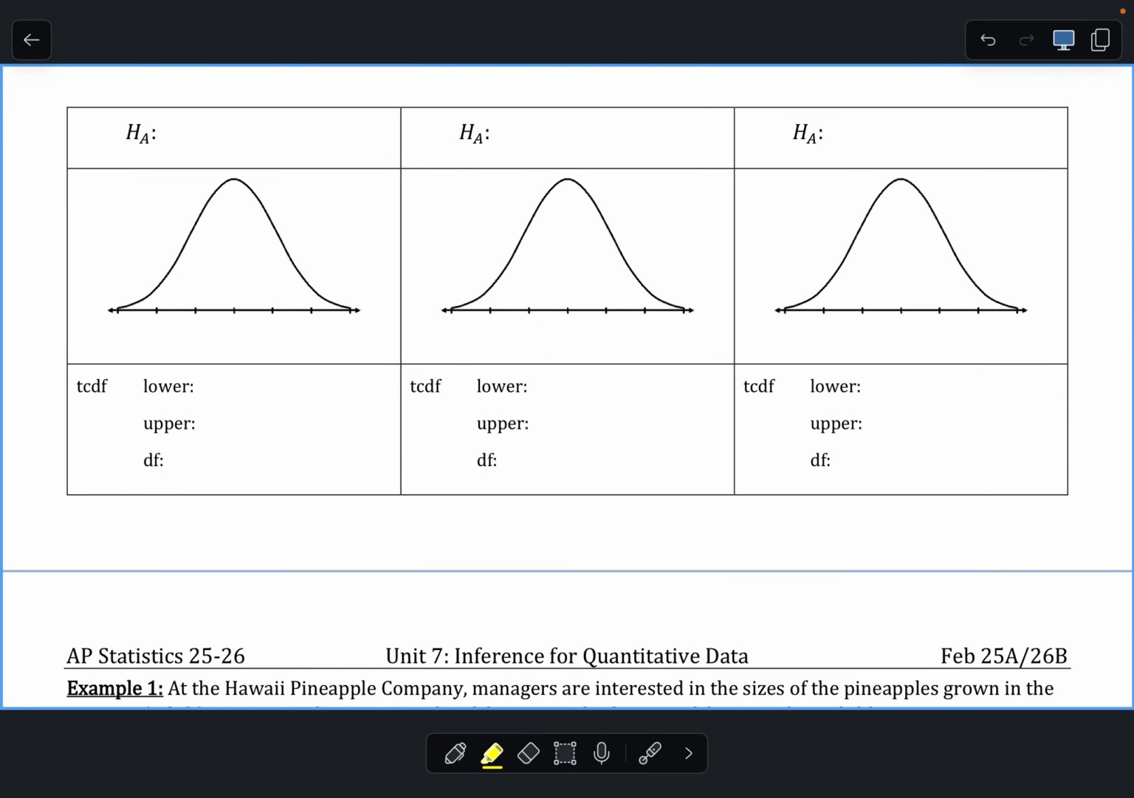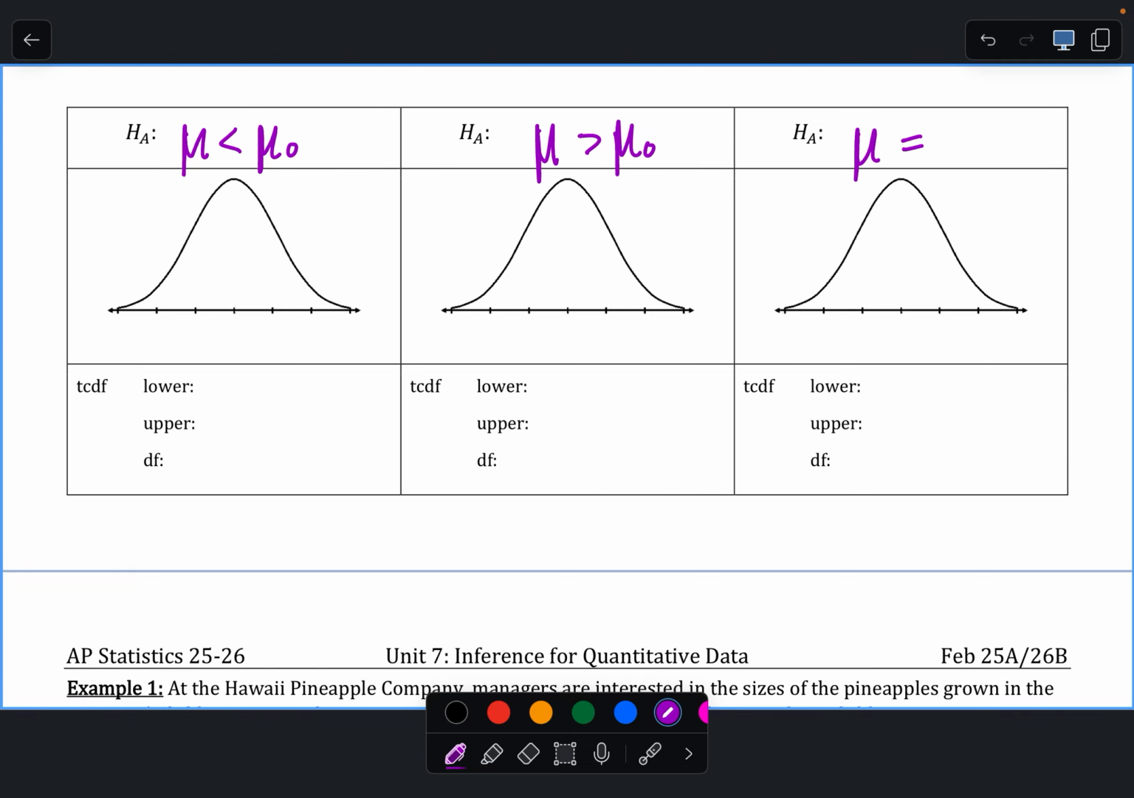The alternative, it can look one of 3 ways. It could be less than mu naught. It could be greater than mu naught. It could be not equal to mu naught. These first 2 are one-sided or one-tailed, and you'll see why in just a second. This is a 2-tailed test, 2-sided.